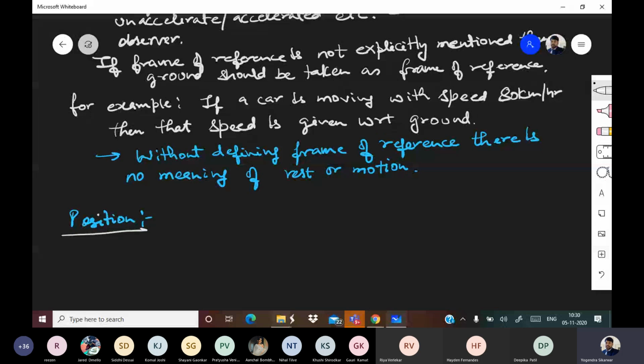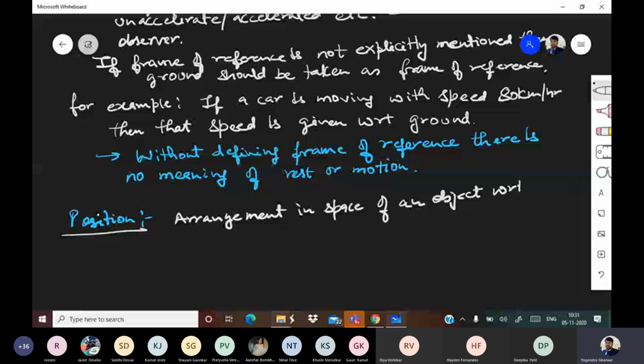So the arrangement in space of an object with respect to the observer is called the position of the object.